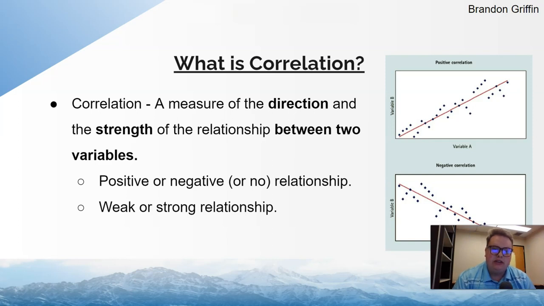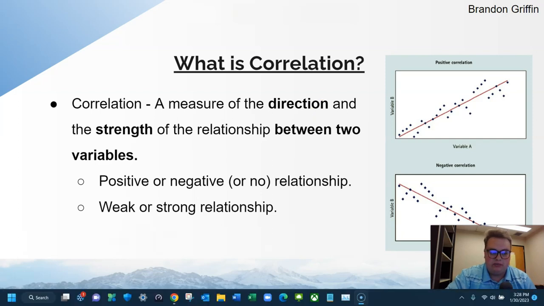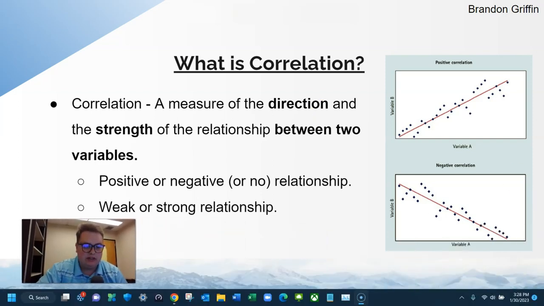So it does two things. It measures the direction and the strength of two variables. The direction of this relationship can be positive or negative, or there could be no relationship, or there can be a weak or a strong relationship. And I'm going to provide a few examples of this.